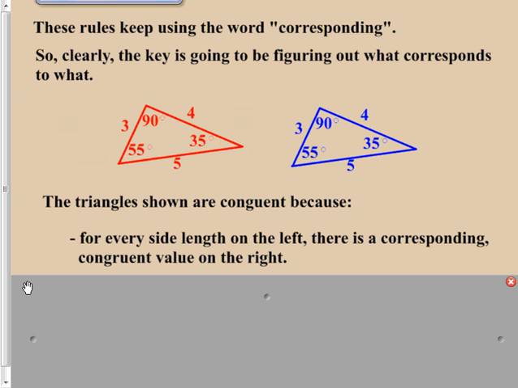As you can see, the side lengths, there's a 3 on the left, there's a 3 on the right. There's a 4 on the left, there's a 4 on the right. 5 on the left, 5 on the right. Obviously, all of our side lengths are congruent from one figure to the next.